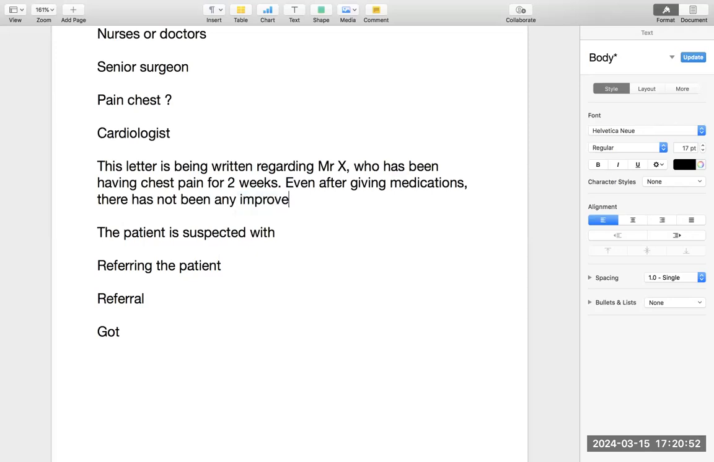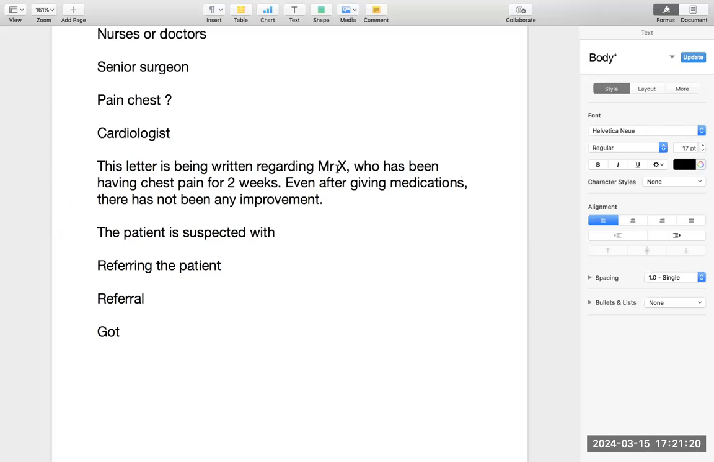Now you are a nurse at the GP clinic. You say, sir, this patient has been having chest pain for 2 weeks, even after giving medications, or if there is anything like advising rest, whatever is given. And even if by chance rest is given and you do not write it, it still does not change anything. So don't over panic when it comes to OET writing.